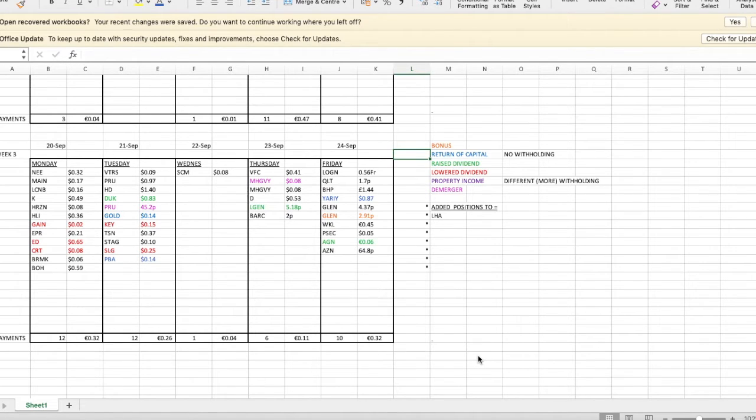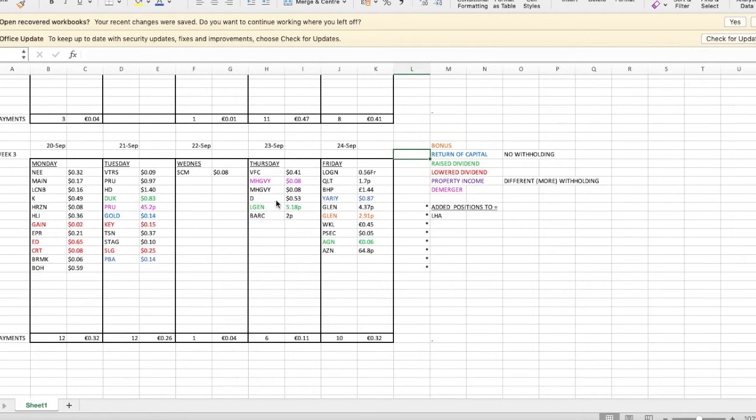This is the weekly summary starting on the 20th of September. So it wasn't bad at all. There's a considerable amount of payments and at least one dividend payment every day. You know, I can't complain at all.